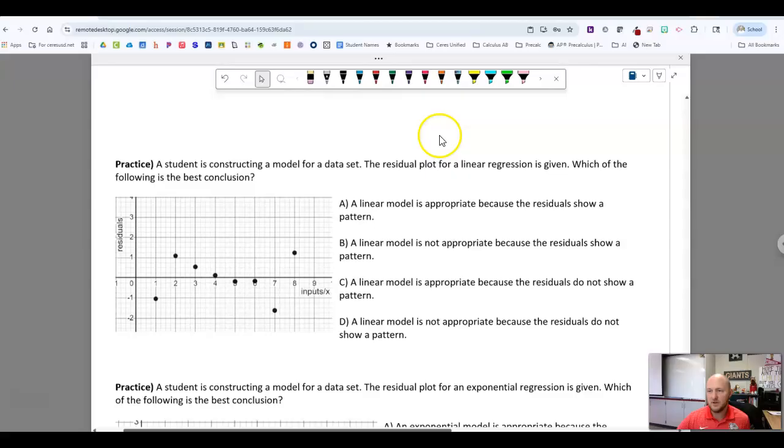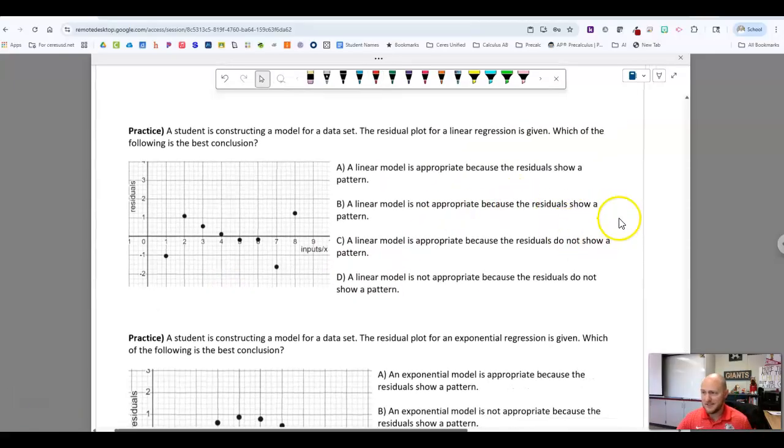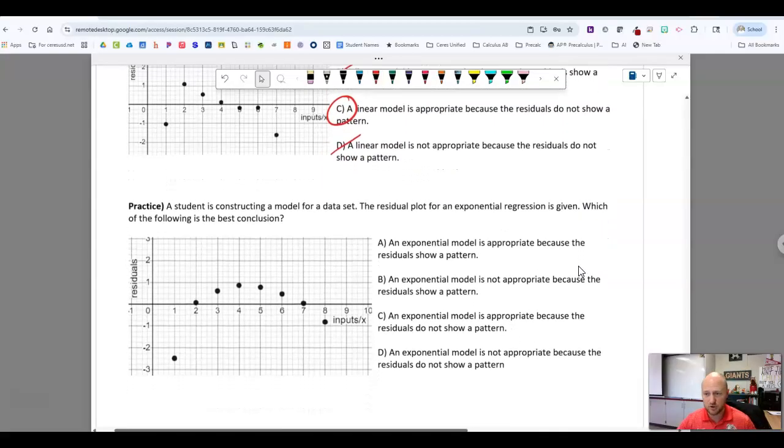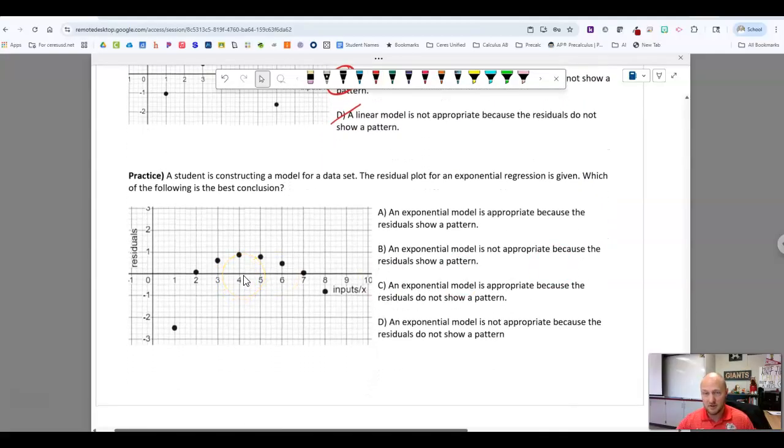So pause me, look at this one, we'll talk through. Okay, looking at this one, I don't really see a pattern, so I think that this is appropriate. So I'm going to throw out B and D. And so I would say it's appropriate because they do not show a pattern. That's the big idea. If your residuals show a pattern, like in this one, then it's not appropriate, okay? So I kind of gave this one away, sorry. Look at this pattern, right? This is not appropriate. I'm going to throw out A and C because they show a pattern. It's not appropriate because there's a pattern.